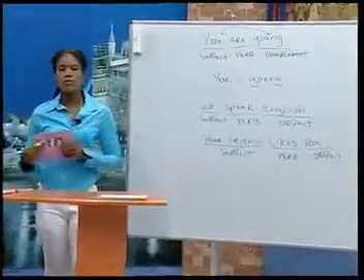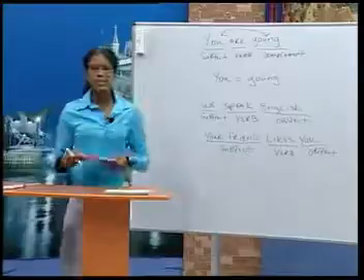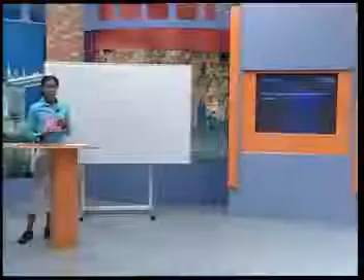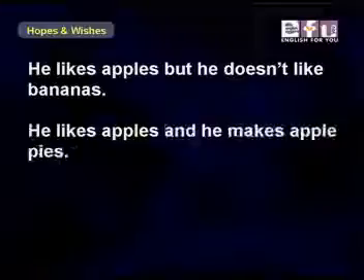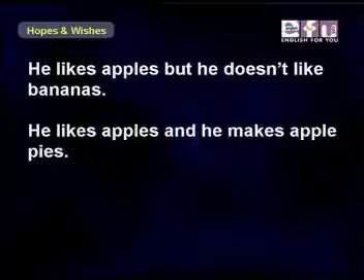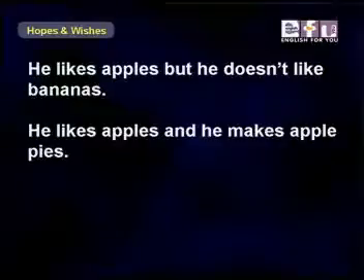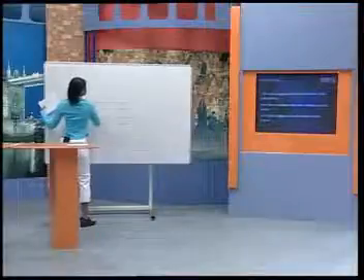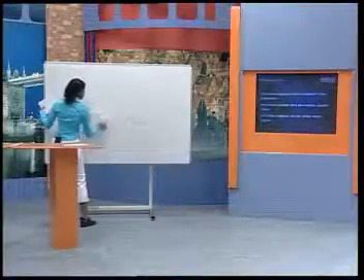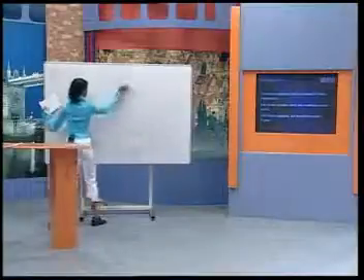So before, we saw some different sentences. Take a look at some examples. He likes apples, but he doesn't like bananas. Next example. He likes apples and he makes apple pies. Next example. He likes apples, so he often eats them. Those sentences are a little bit different. They're longer.